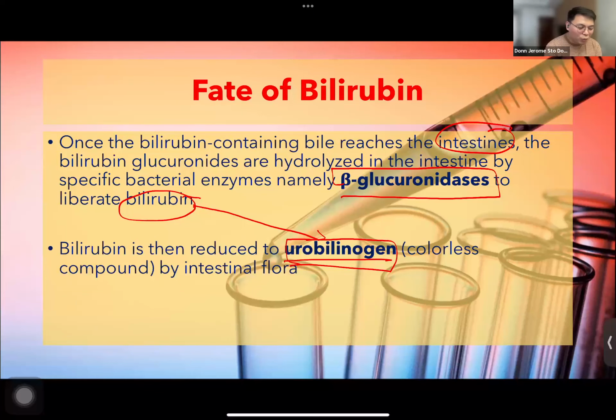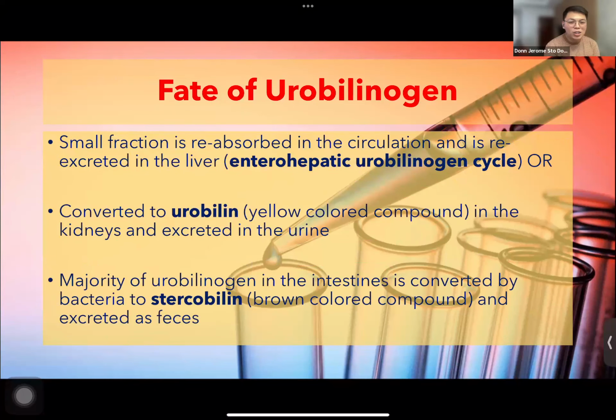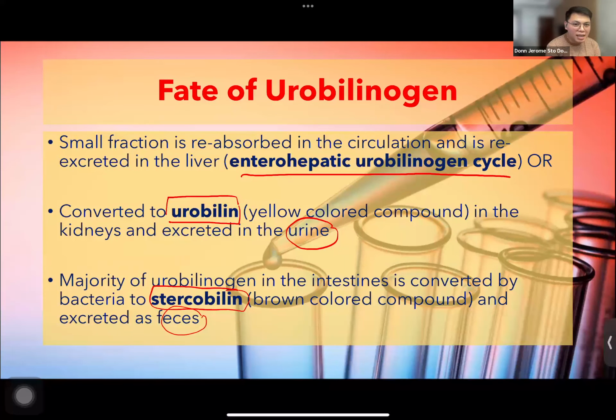What happens to your urobilinogen? Urobilinogen can undergo enterohepatic circulation. Pwede siyang bumalik sa liver. Pwede siyang matransport sa kidneys in the urine in the form of urobilin, which gives color to your urine. But majority of your urobilinogen is converted to stercobilin, which is the one that gives color to your feces.